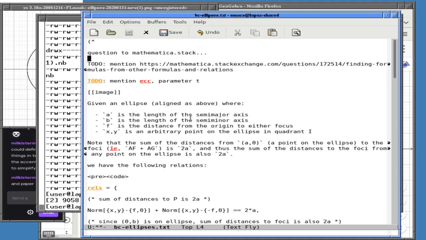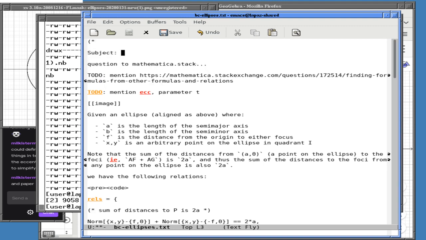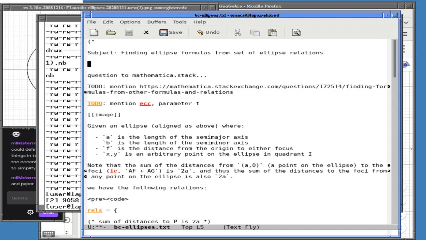Okay, so the subject will be finding, do I want to say all relations or some? More relations. Finding ellipse formulas from a set of ellipse relations. That's brilliant. Question: given the relations below, what ellipse equations can I derive?